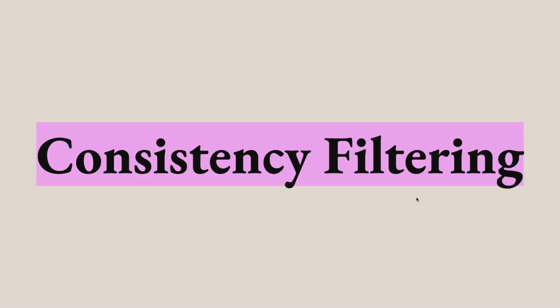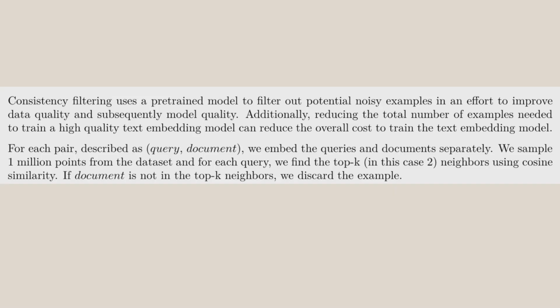Okay, let's look at consistency filtering. I'll go over the main concept first, and then I'll talk about a detail that I didn't quite understand. So they use a pre-trained model to filter out potential noisy examples. The general idea that I understood from this is that they embed query-document pairs, and then for a given query, they find the top 2 neighbors ranking by cosine similarity. And if the target document is not in the top 2, they discard that query-document pair.